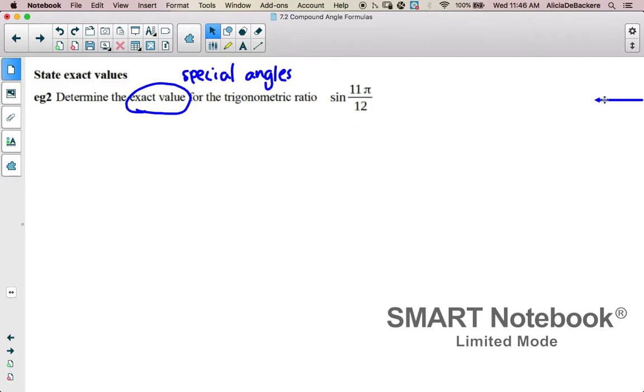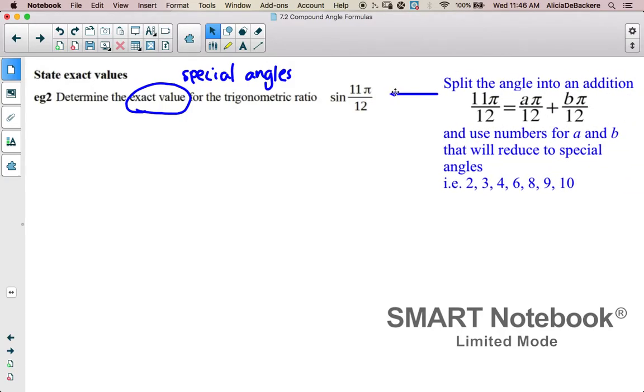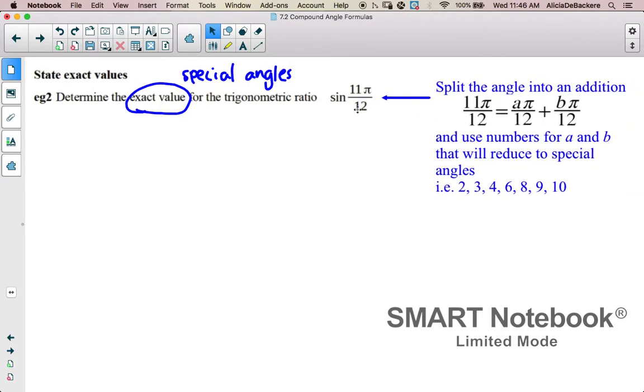And so what we do for this, I've got a lot of writing here for you to add to your note. I didn't want you to watch me write it all. What I'm going to do is take the given angle and split it into an addition statement. So I've got 11 pi by 12. I'm going to split that into a pi by 12s plus b pi by 12s. And then I'm going to use numbers for a and b that will reduce to special angles. So for a denominator of 12, I can use the numerators 2, 3, 4, 6, 8, 9, or 10. They're all going to reduce to special angles when I put them over 12.